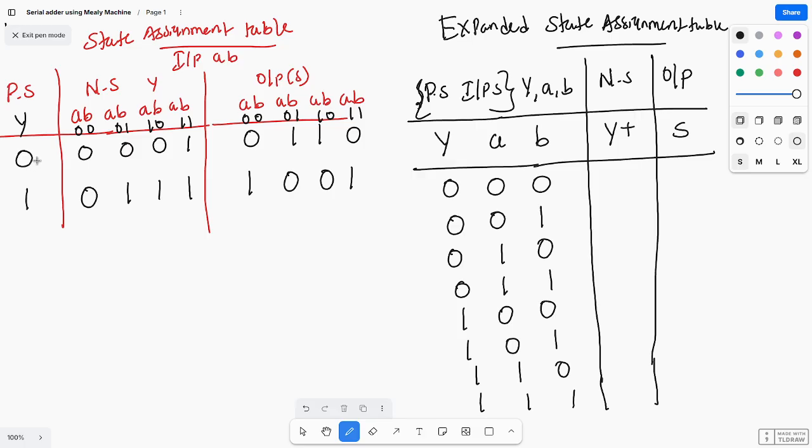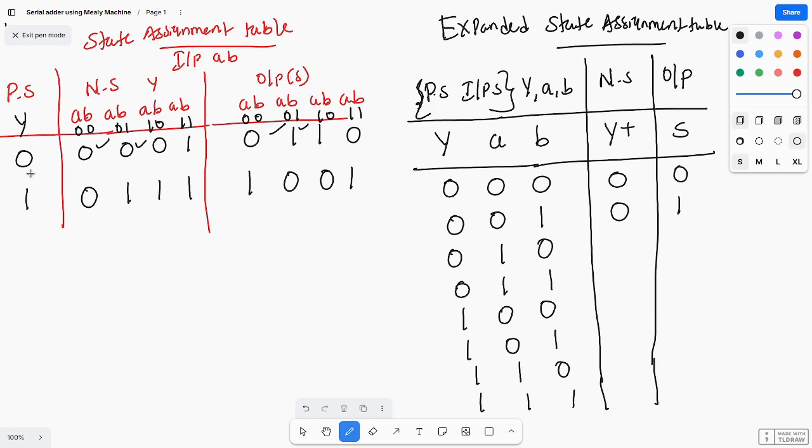So when it is 0, 0, 0, what is the next state? When present state is 0, inputs are 0, 0. What is the next state? 0. What is the output? 0. Again, when the input is 0, 0, 1, present state is 0, and the input is 0, 1. What is the next state? 0. And what is the output? Output is 1.